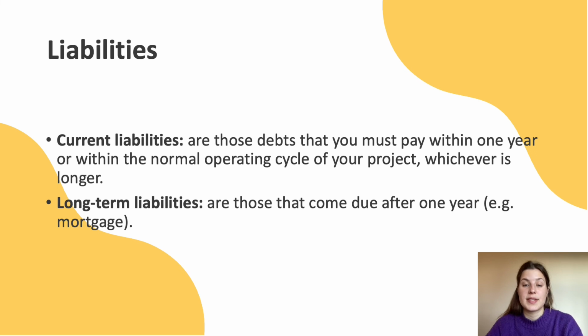Liabilities are payment duties that your company has. There are two types, current liabilities and long-term liabilities. Current liabilities are debts that you must pay within 1 year or within the normal operating cycle of your project, whichever is longer. Long-term liabilities are the ones that come to you after 1 year, such as a mortgage.